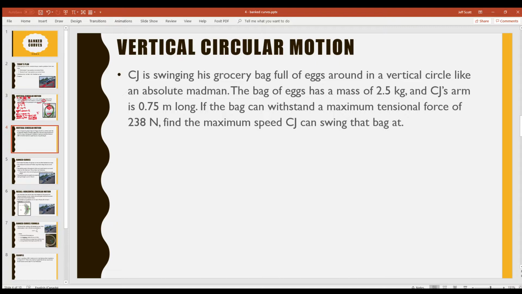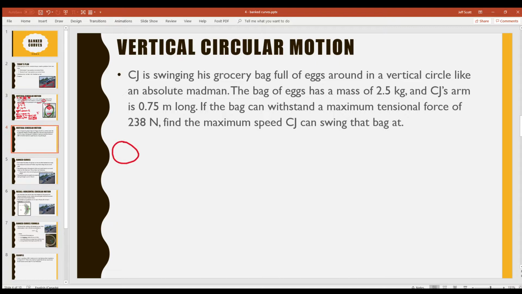Okay, CJ is swinging his grocery bag full of eggs around in a vertical circle like an absolute madman. The bag of eggs has a mass of 2.5 kilograms and CJ's arm is 0.75 meters long. If the bag can withstand a maximum tensional force of 238 newtons, find the maximum speed CJ can swing that bag at. Basically, what we have going on here, I'll try to draw it as carefully as I can.